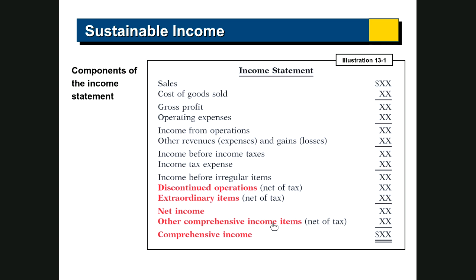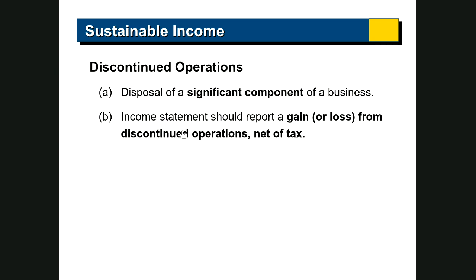Now, what do we mean by discontinued operations? Let's start with that first. A discontinued operation is the disposal of a significant component of a business. Let's say you are in the business of making computers, phones, televisions. You stop making televisions. That means that is a discontinued operation.